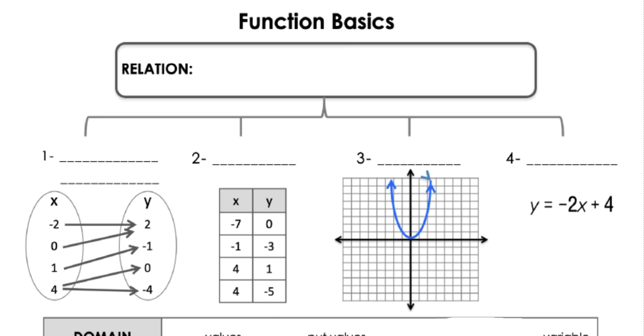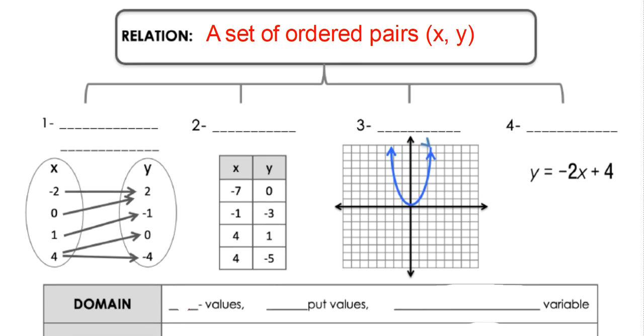The first thing is what is called a relation. So a relation is a set of ordered pairs, so x's and y's, and there's 4 different ways that we are going to display those relations. So the first one you can see here is what we call a mapping diagram. It is showing what x value goes with each y value. So we can see that these arrows are indicating that -2, 2 is a point, or for example, this one, 4, 0 is an ordered pair.